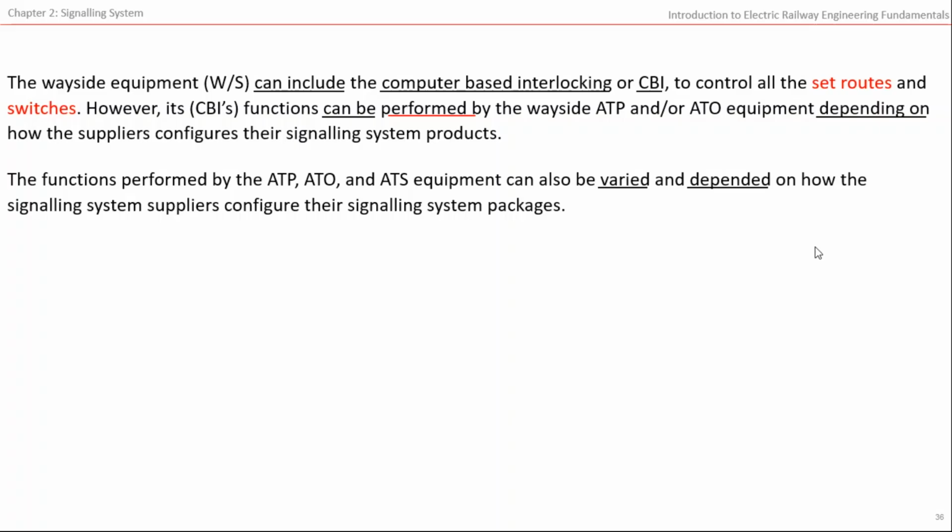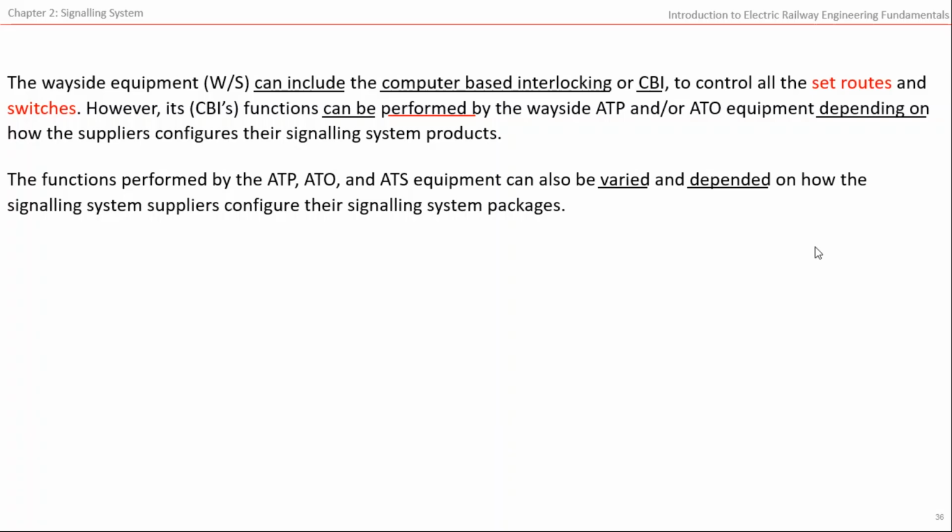However, these functions can be performed by the wayside ATP and/or ATO equipment depending on how the suppliers configure their signaling system products. Also, the functions performed by the ATP, ATO, and ATS equipment can vary and are dependent on how the signaling system suppliers configure their signaling system packages.